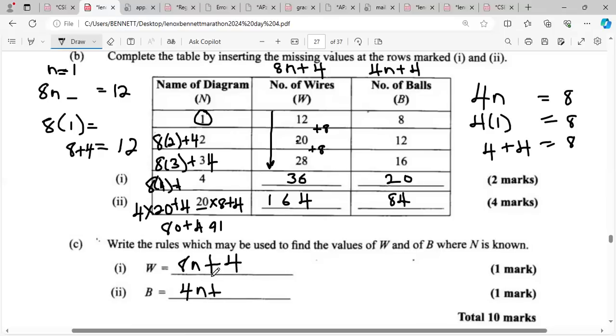So it will be 4n plus 4. That works for any term, and they give you 1 mark. So it's a total of 10 marks. So it is a very nice question when you understand it.